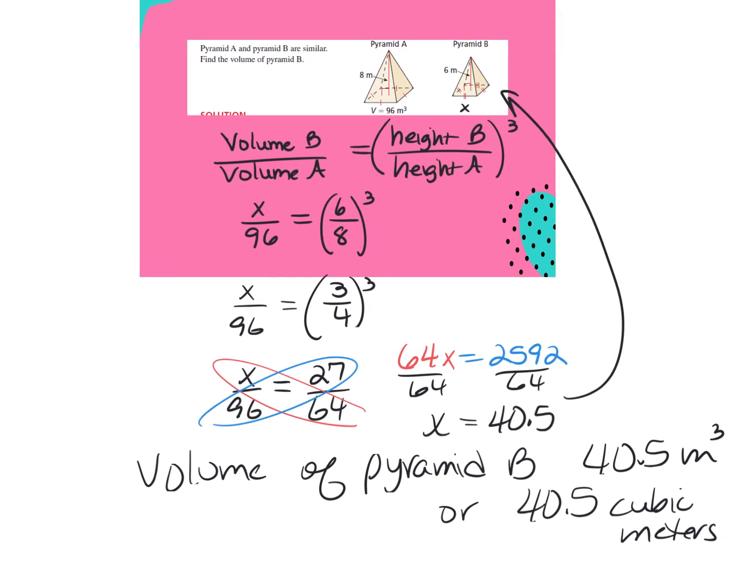Biggest mistake I'm going to see on the test is people are going to forget to cube the side length, or in this case, the height ratio. So remember, that linear measure that corresponds needs to be cubed.